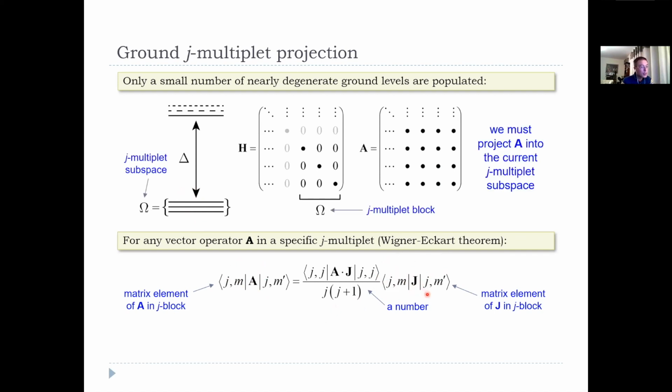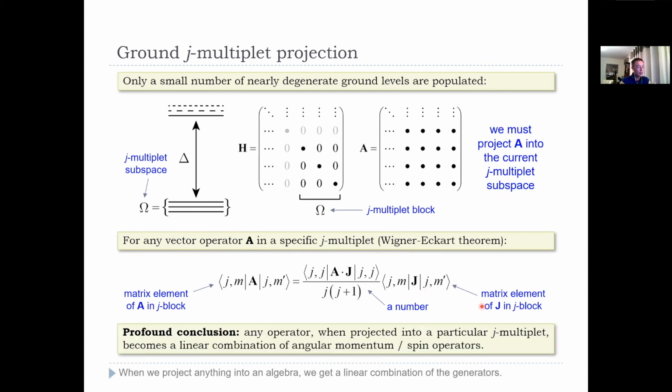So let's go into slightly more detail on that. So we've got this J multiplet subspace, right? A few nearly degenerate levels. We've got, therefore, in the Hamiltonian, a J multiplet block. So we must project A into the current J multiplet subspace. That is the mathematical formulation of that, rigorously derived. My sort of hand-wavy picture of that, you have to know a little bit of the algebras for that. But if we project anything into an algebra, we inevitably get a linear combination of the generators of that algebra.